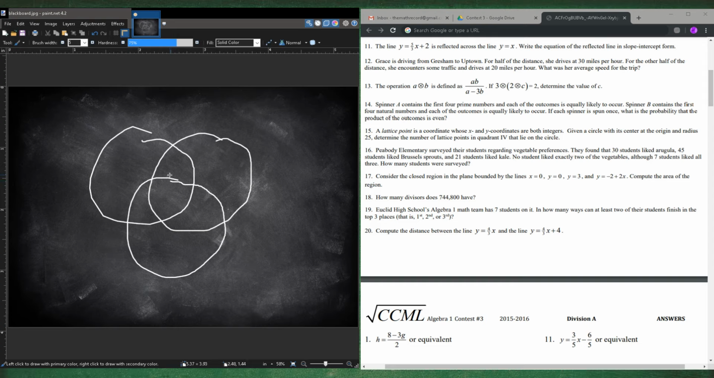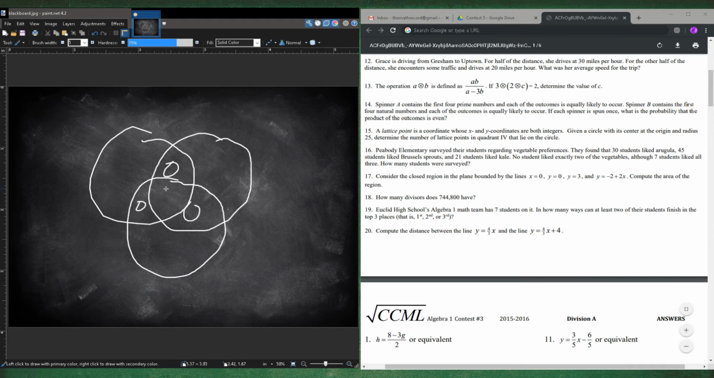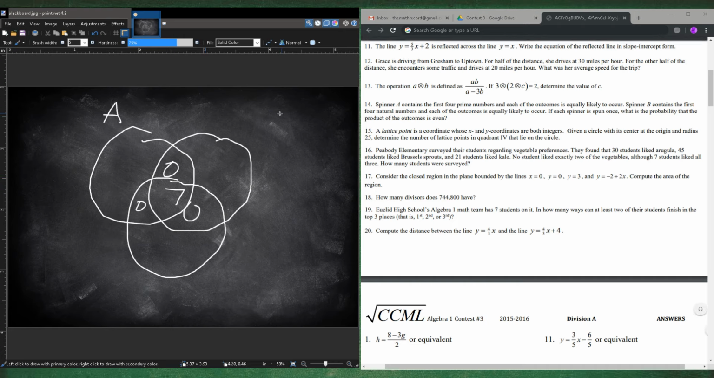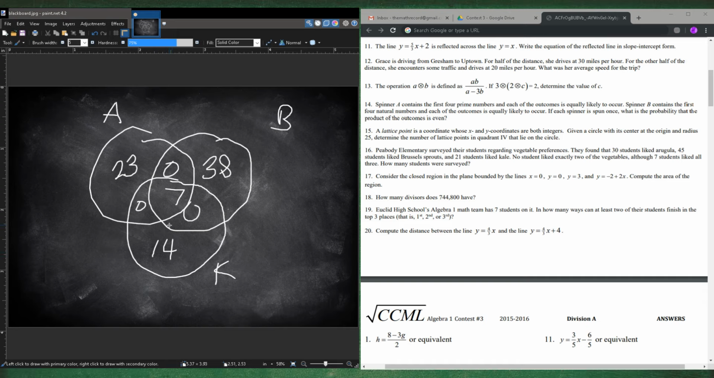So they said no students liked exactly 2, so all these are 0. This is 0, 0, and 0. And 7 students liked all 3. Let's say this is arugula, this is Brussels sprouts, and this is kale. So this is 23, because 30 like arugula, so this entire thing is supposed to be 30. And 45 like Brussels sprouts, so 45 minus 7 is 38. And 21 like kale, so this would be 14, because 21 minus 7 is 14.